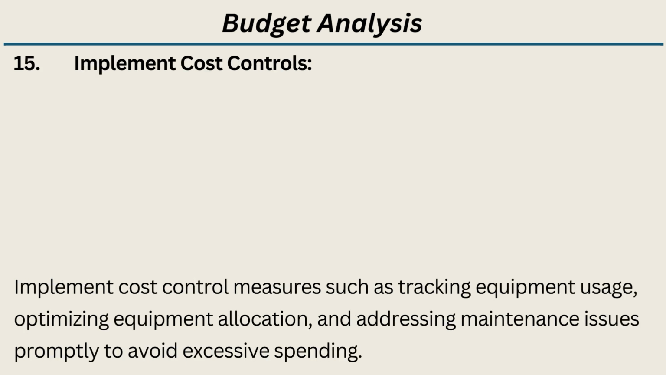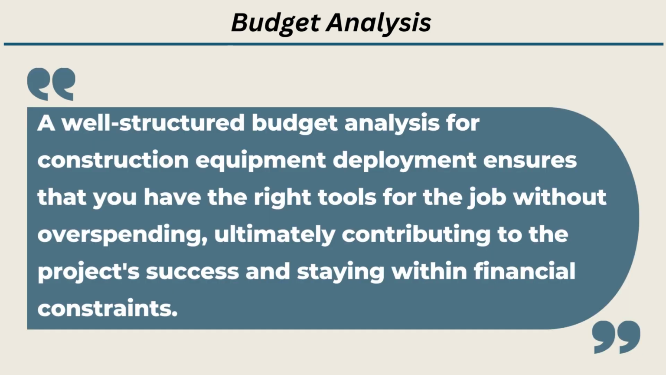15. Implement cost controls. Implement cost control measures such as tracking equipment usage, optimizing equipment allocation, and addressing maintenance issues promptly to avoid excessive spending. A well-structured budget analysis for construction equipment deployment ensures that you have the right tools for the job without overspending, ultimately contributing to the project's success and staying within financial constraints.